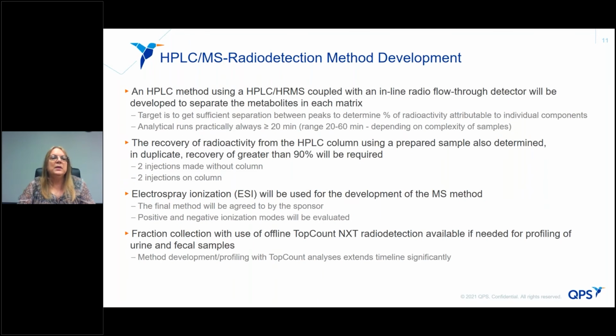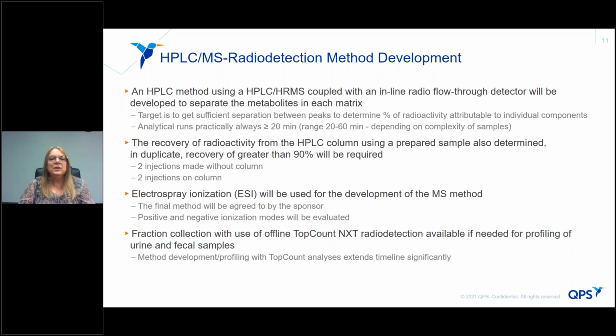The method development that we do for these, we try to do this as much as possible on the radio flow through detector, because that's faster than trying to do that on the TopCount. And the target is to get sufficient separation between the peaks to determine percent of radioactivity attributable to each component. The analytical runs are practically always greater than 20 minutes. Our normal range is 20 to 60 minutes, and it depends on the complexity of the samples.